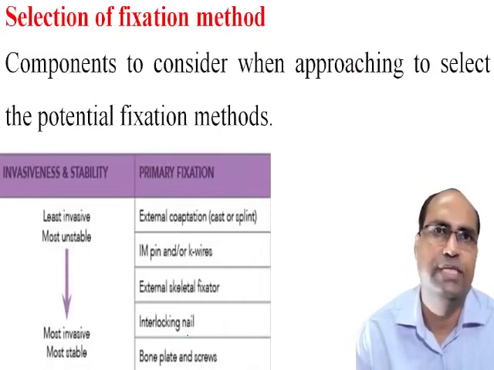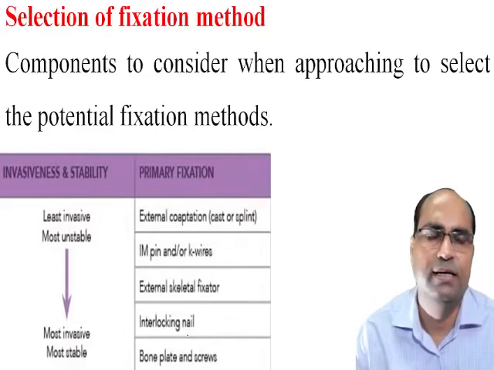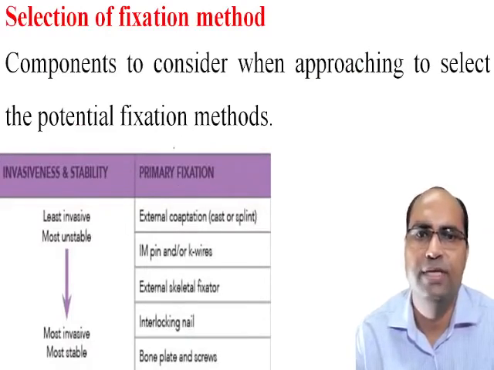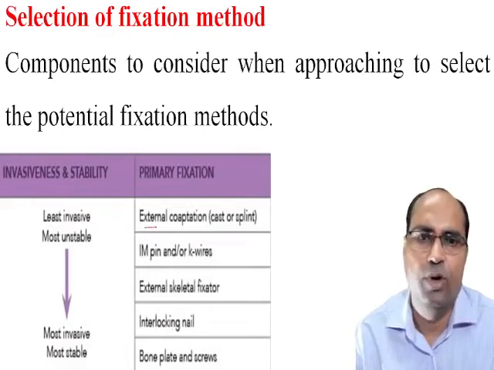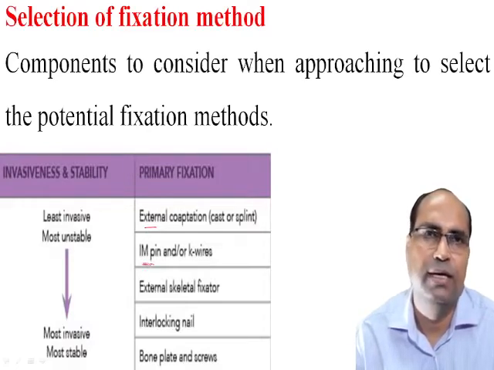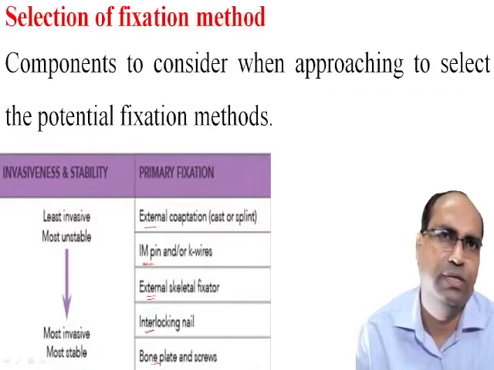Selection of fixation method. The components to consider when approaching the selection of potential fixation methods may be external coaptation splint, cast or splints, intramedullary pin or K-wires, external skeletal fixator, interlocking nails, and bone plate or screws.